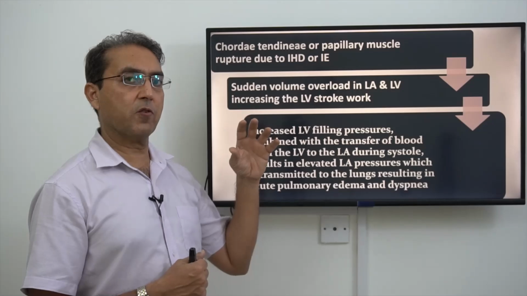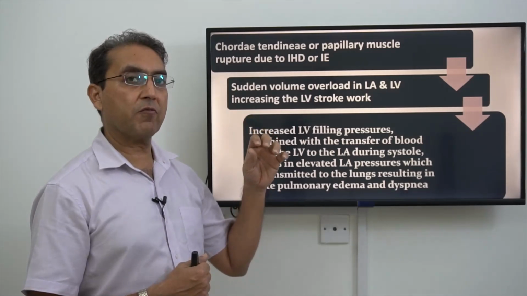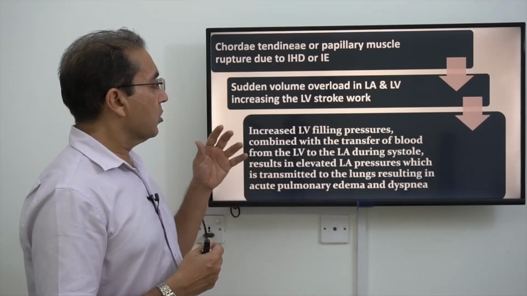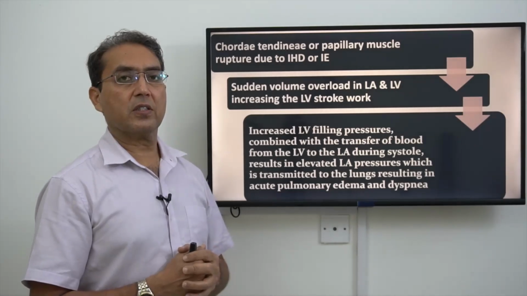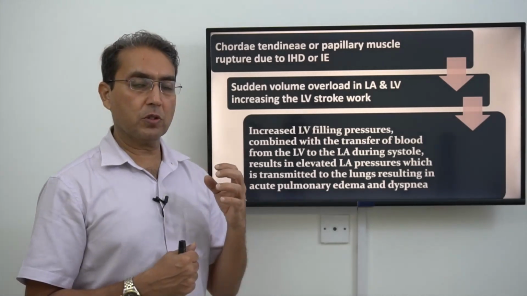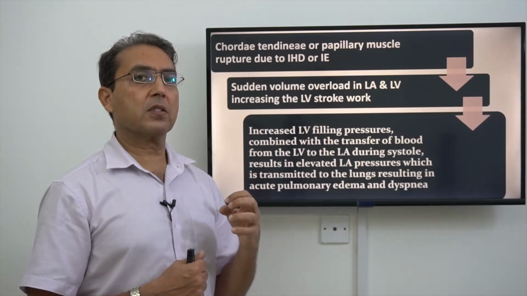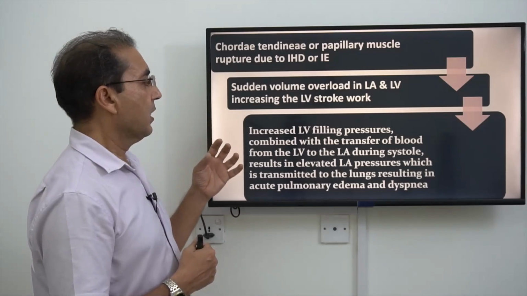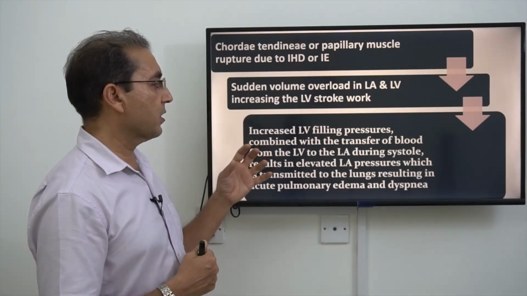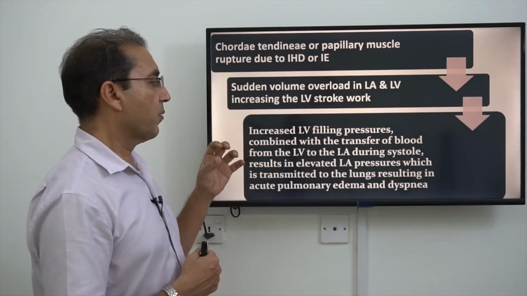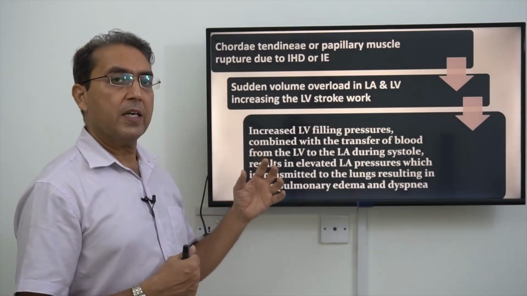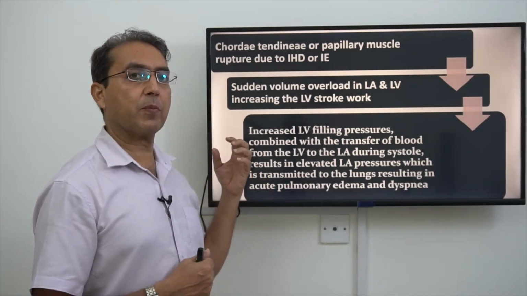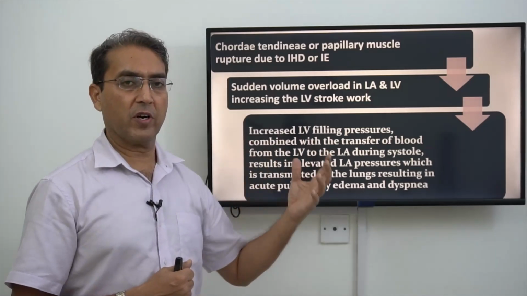So the left atrium has a high volume. This high volume goes into the left ventricle. So the left ventricle also has high volume. So the stroke work for the left ventricle is increased. So when there is acute MR, there is a sudden rise in the pressure in the left ventricle. There is increased left ventricular filling pressure combined with transfer of blood from the LV to LA during systole. This pressure is now transmitted back from the left atrium into the pulmonary circuit. That results in sudden onset of pulmonary edema.